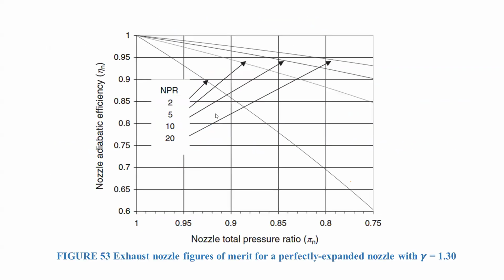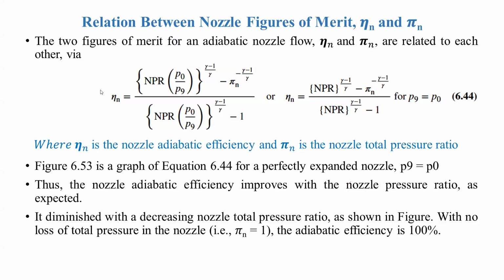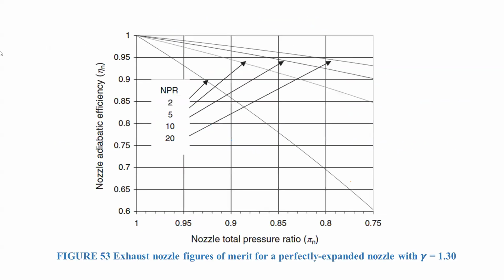This diagram indicates the nozzle adiabatic efficiency versus the nozzle total pressure ratio, pi n versus mu n, which are the two figures of merit of the adiabatic nozzle. It is also shown for different nozzle pressure ratio conditions. When the pressure ratio is 2, 5, 10, 20, what happens? Different plots are there.